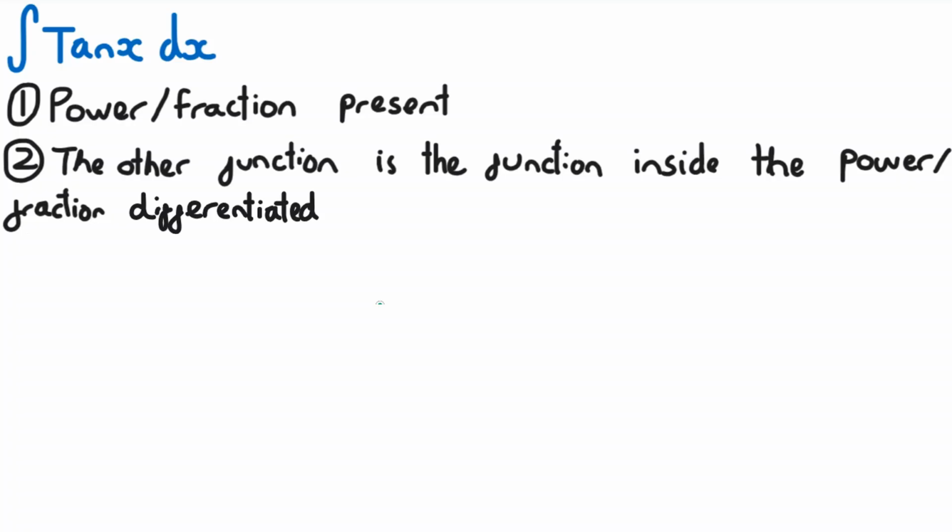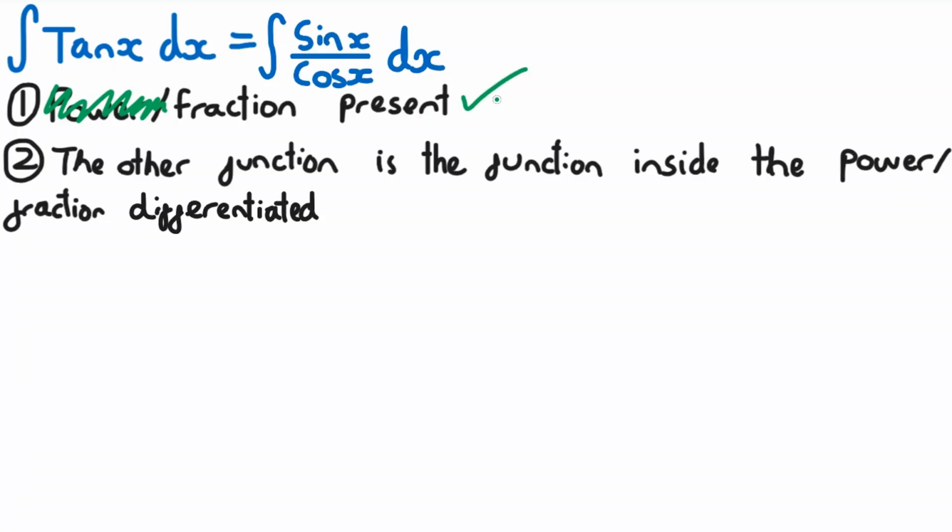And the key to this is rewriting the integral of tan of x, rewriting the tan of x as sin x over cos x like this here. And now if we consider the clues, well, if we look at the first one, we have now actually got a fraction present. We've got this sin x over cos x. So we've actually got the first clue satisfied. And if we look at the second clue, the other function present is the function inside the fraction differentiated.